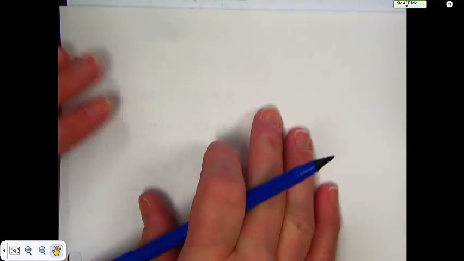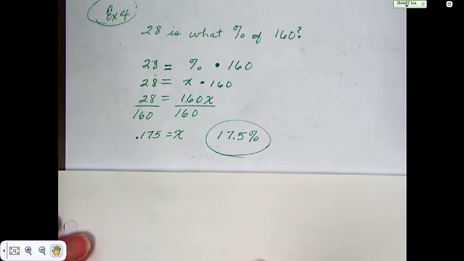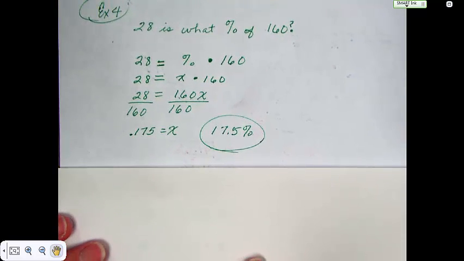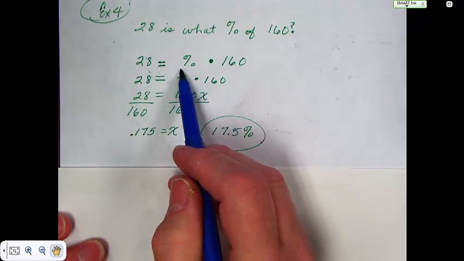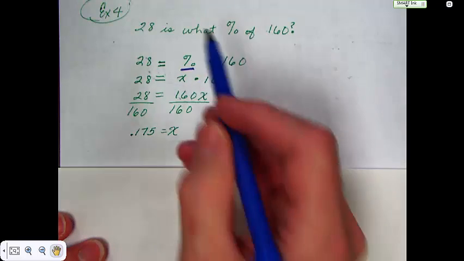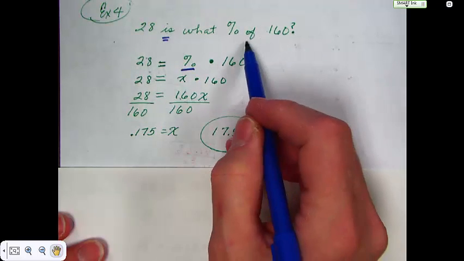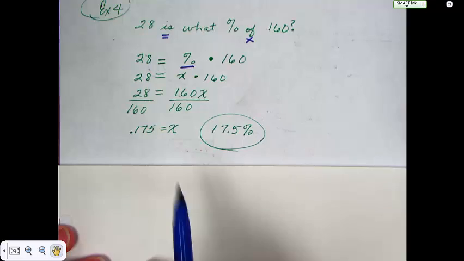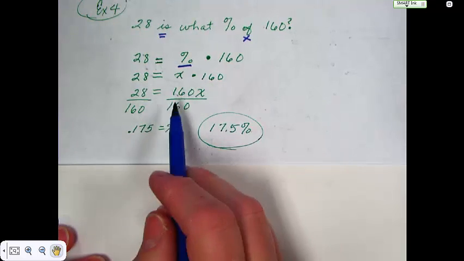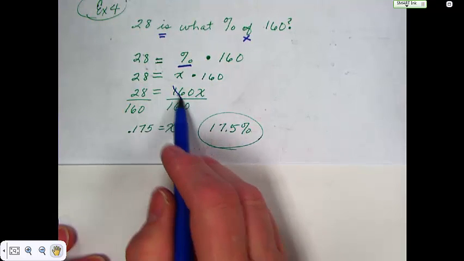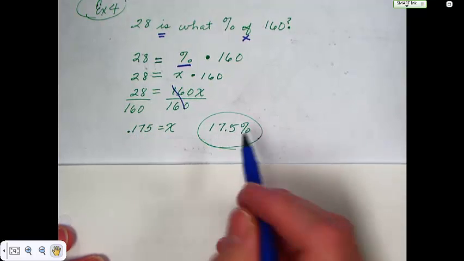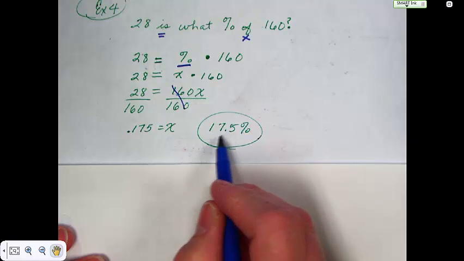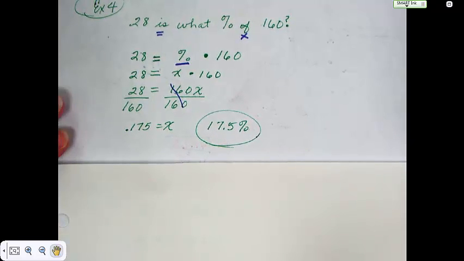On the back side of this piece of paper, I have two more. 28 is what percent of 160? 28 equals some percent times 160, because this is the is, and this is the of. Okay, 28 equals x times 160. Divide both sides by 160. That goes away. And when you divide it out, you get 0.175, which as a percent is 17.5.